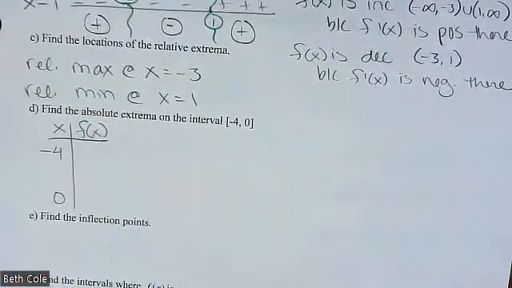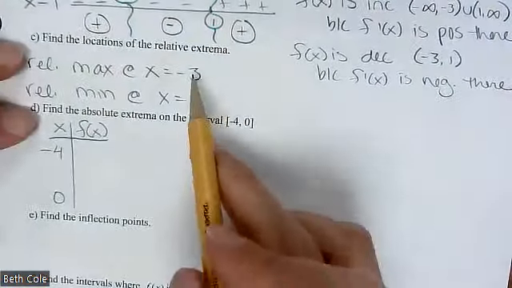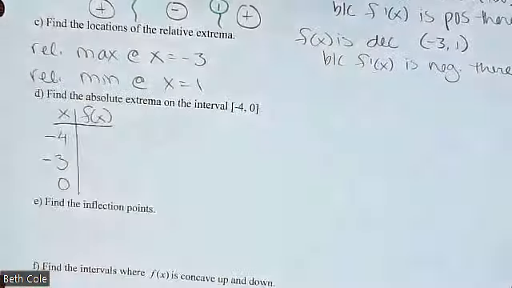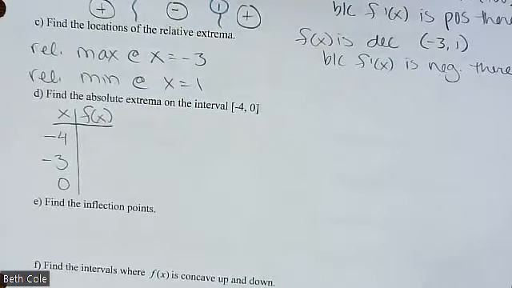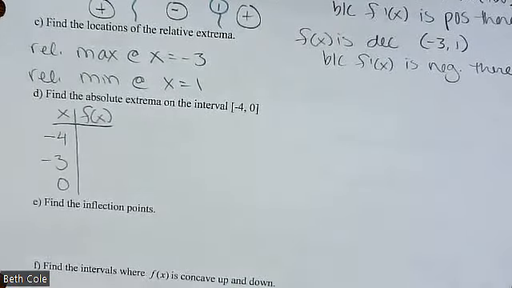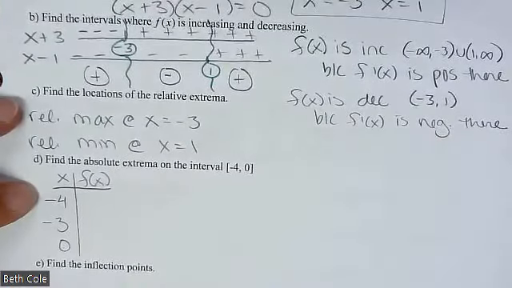What are our critical points? -3 and 1. Now I'm only going to use -3. Why wouldn't I use 1? It's a critical point outside of the interval. Where do I plug those into? Good, perfect.